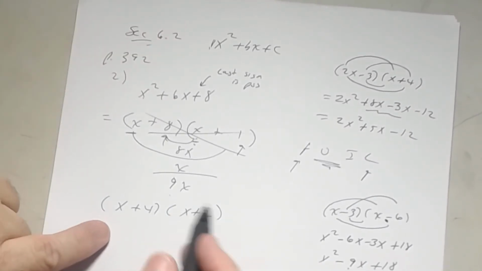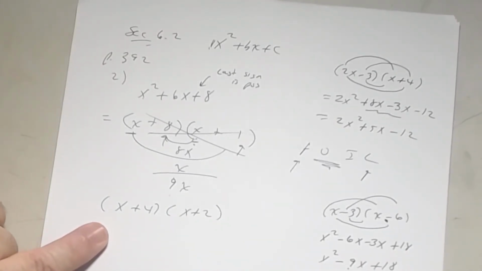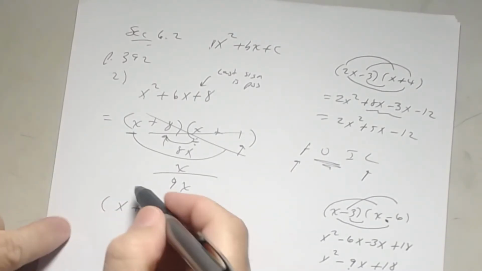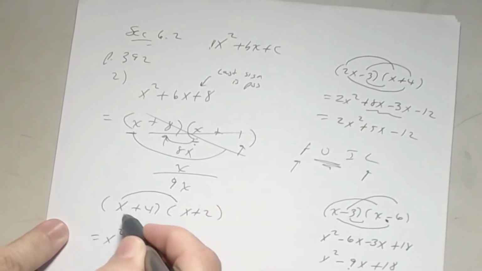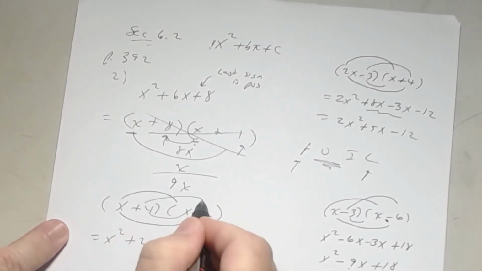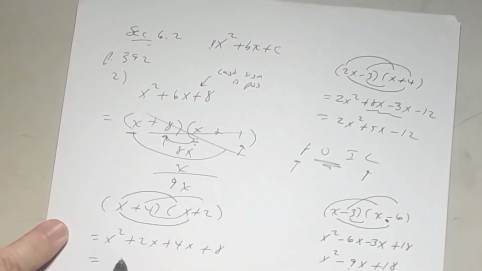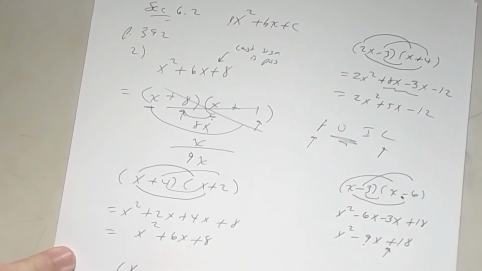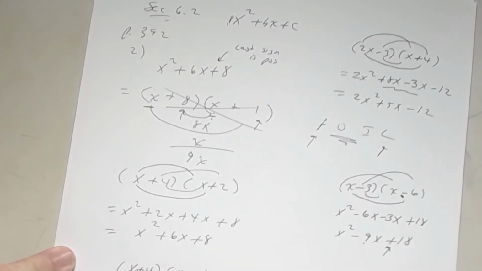Okay, so let's check and see if this worked. Go through the whole FOIL method. If you put two binomials down, you have to check it. First times first is x squared. The outer is 2x. The inner is 4x. And the last is 8. Combine like terms: x squared plus 6x plus 8. Is that what you wanted? Yeah. So the answer you put in the blank will be x plus 4 times x plus 2. That's what you put in the blank.